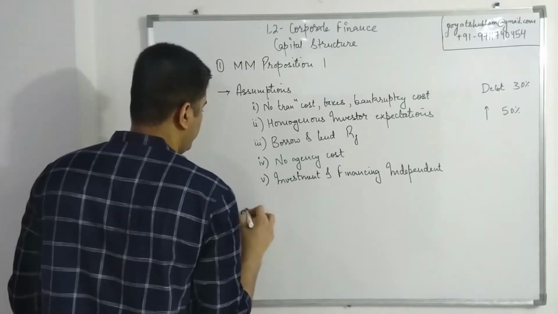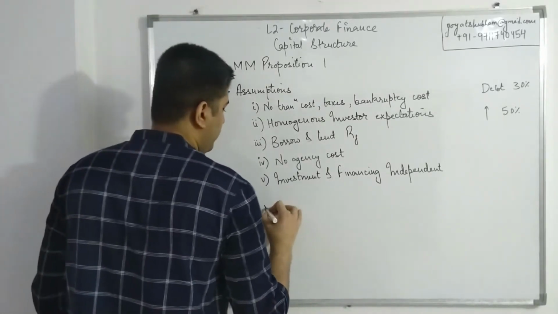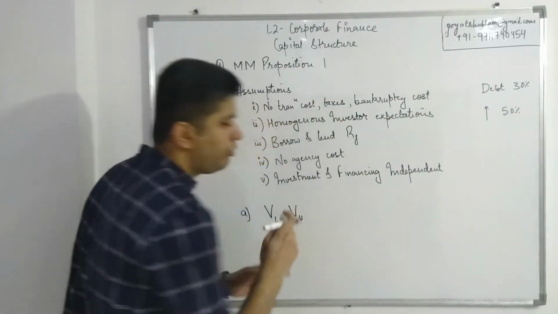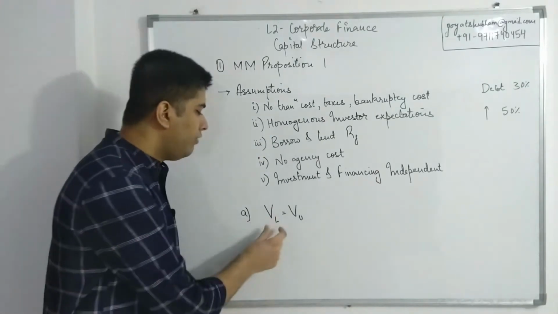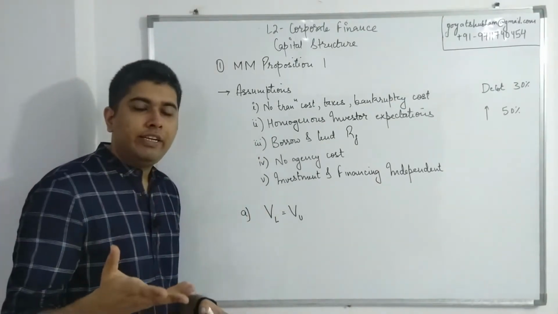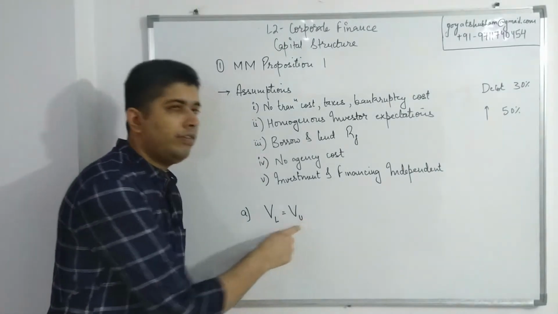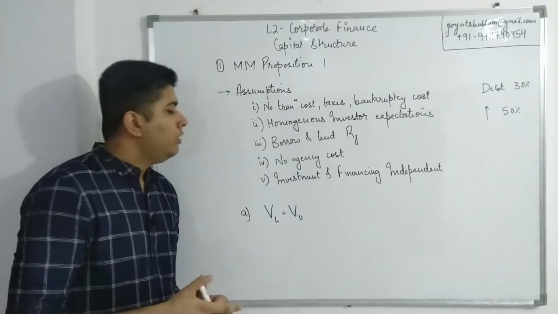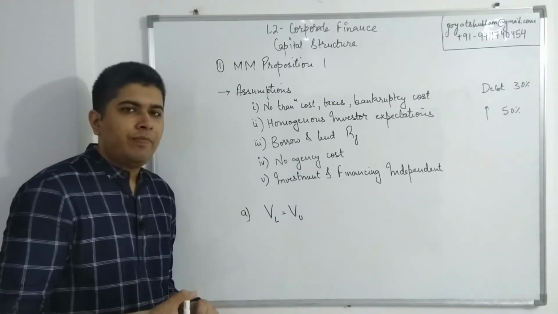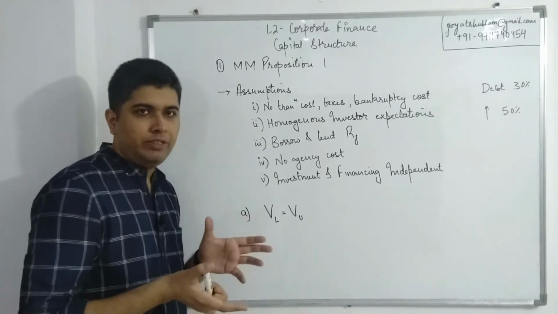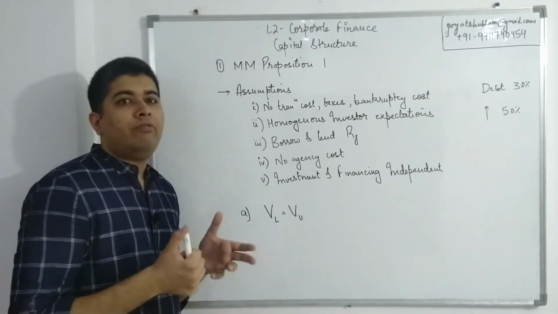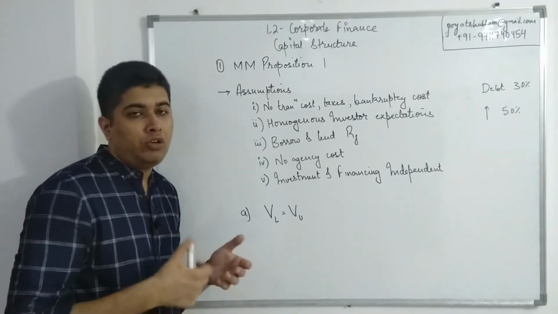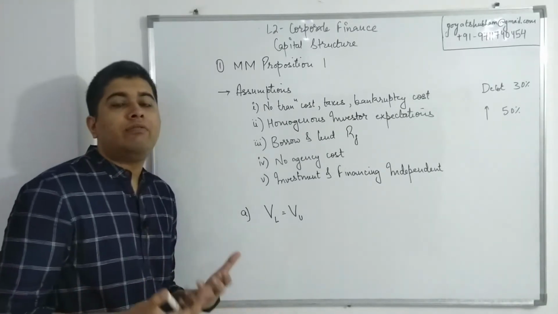So the proposition says that the value of a levered firm is equal to the value of an unlevered firm. This is what the proposition is saying. This means a levered firm is one which is using debt in its capital structure, and an unlevered firm is one which is 100% financed by equity. It has no debt. So what the proposition is saying is that the value of a business is not affected by where they are financing their money from. Whether they have debt in their capital structure or not is not going to affect the value of the business.